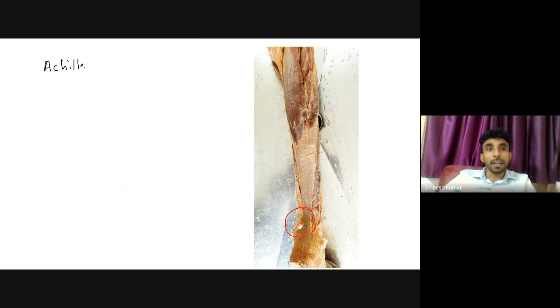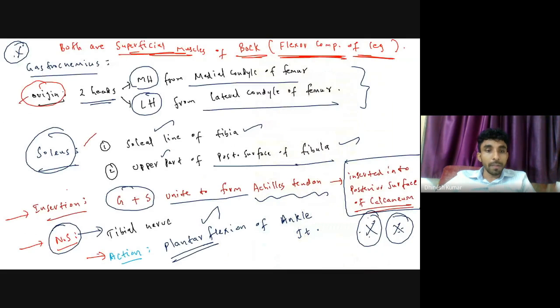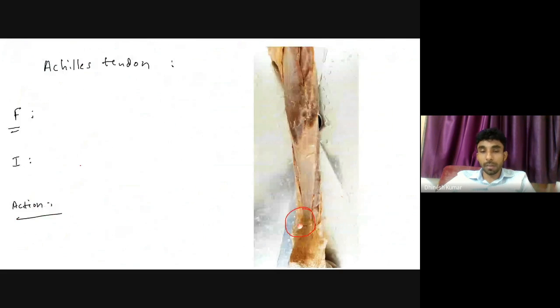Achilles tendon or tendo Achilles, whatever. The subquestions may be its formation, where it is inserted, or what is the action of the pinned structure. Already we have studied the formation of the Achilles tendon, when we talked about the insertion of gastrocnemius and soleus. How is the Achilles tendon formed? It is formed by the union of two muscles. What are the two muscles? Gastrocnemius and soleus muscles. Write it in full form.